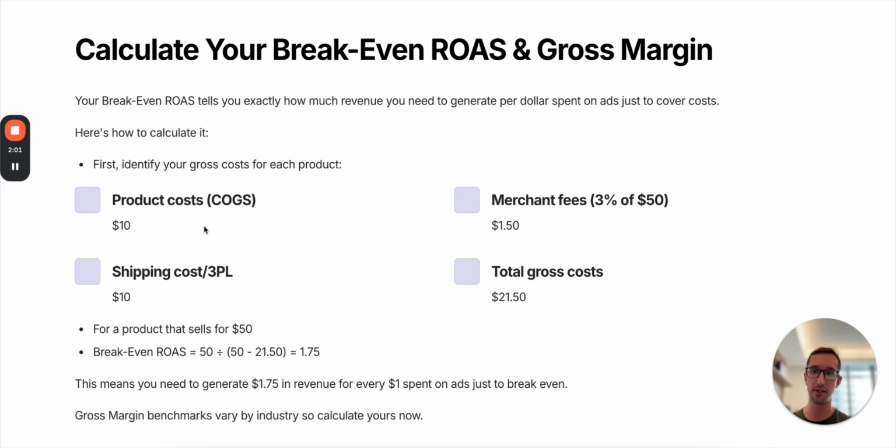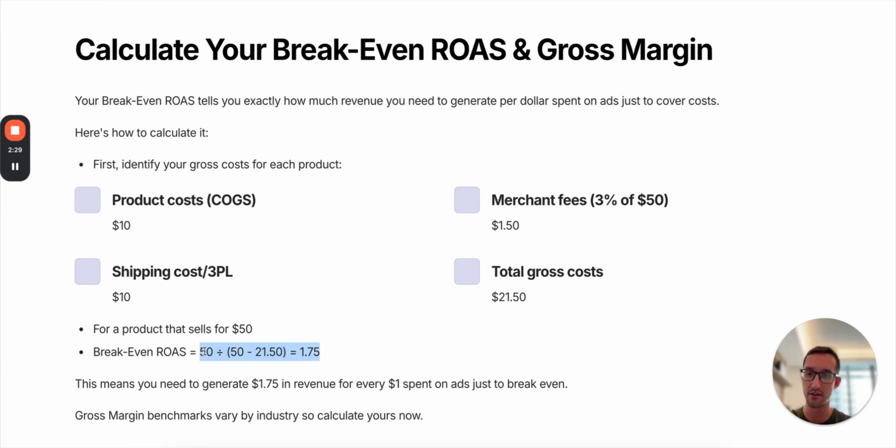So in this example here, we're going to say that the customer is buying our widget from us for $50. And we are paying a total of $21.50 between the product costs, our shipping costs, and our merchant fees. Those are the examples. You can use your own numbers here. And then you take this calculation, which is how much the customer pays us divided by what the customer pays us minus our costs, and that gives us our break-even ROAS.